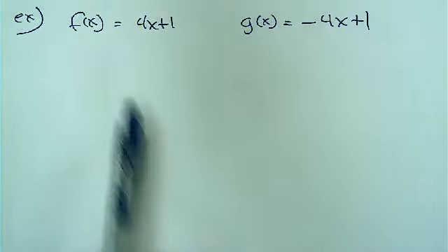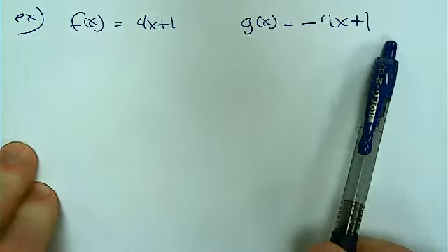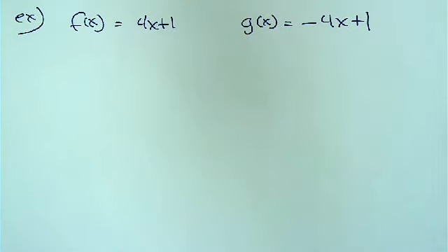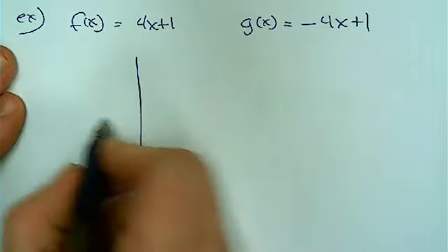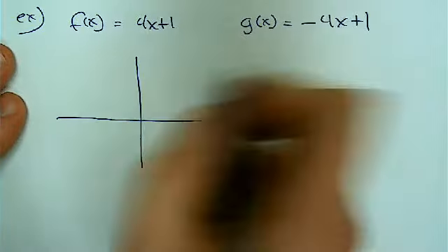I've got f of x equals 4x plus 1. g of x is 4x plus 1. Before we really dive into what we've been talking about, because we can see where the change is, I want to go ahead and graph these two to help illustrate what we're talking about. So they both have an intercept of 1.